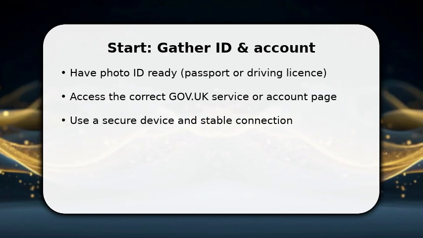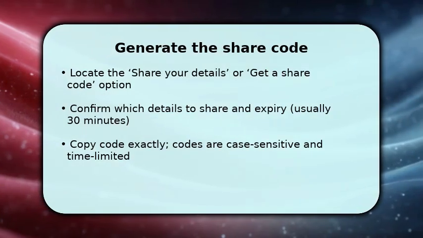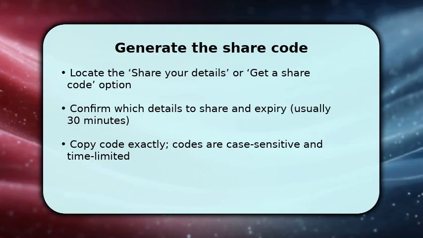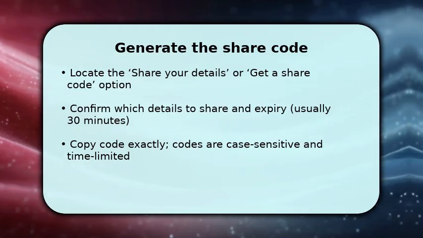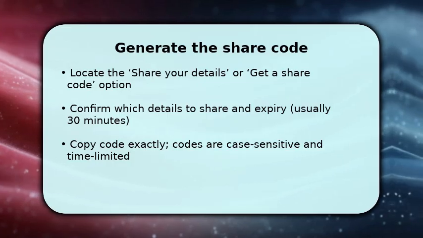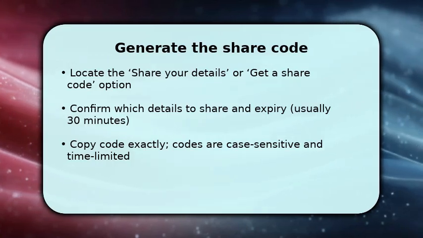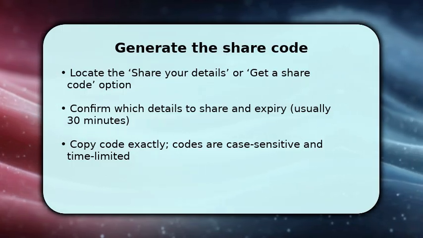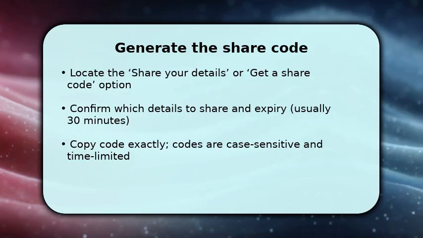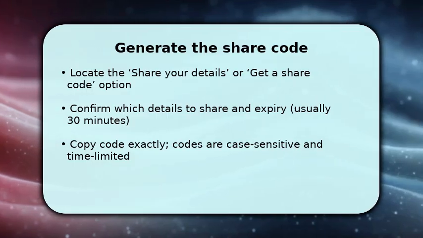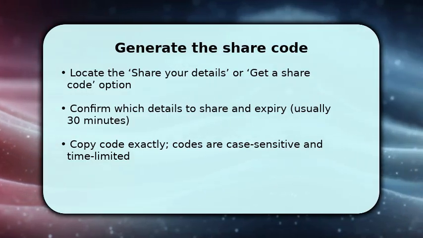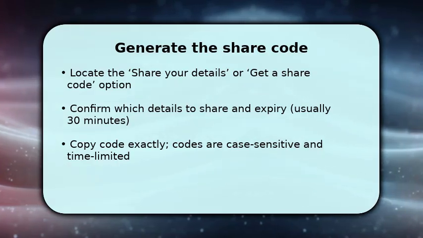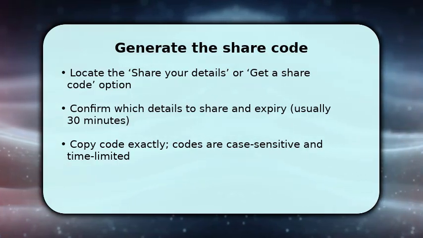Once signed in, find the option labeled Get a Share Code or Share Your Details. It's usually near the Identity or Verification section. You'll be prompted to select what information to share and shown the code's expiry time, often 30 minutes, so act quickly. Confirm the selection, then generate the code. The system displays a short alphanumeric string. Copy it exactly, noting capitalization, and consider taking a screenshot if allowed. If the service offers a direct link, use it to avoid manual entry.